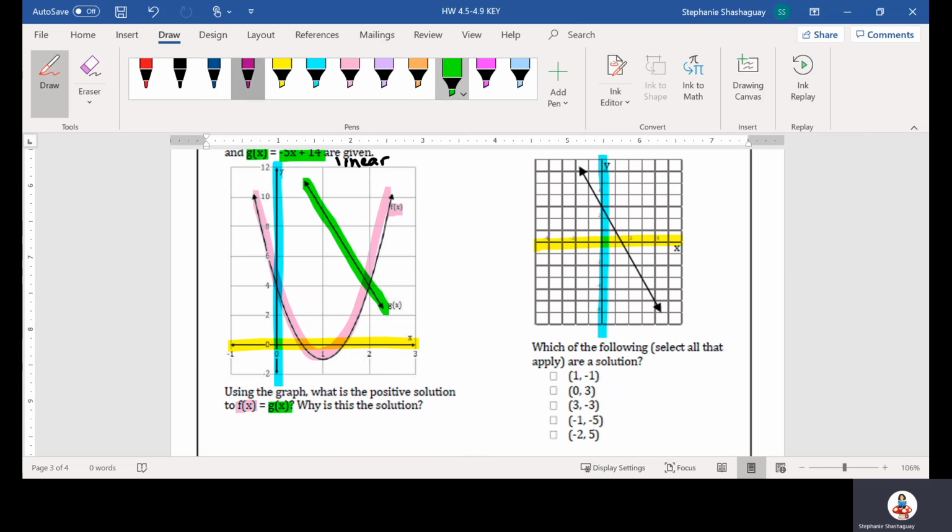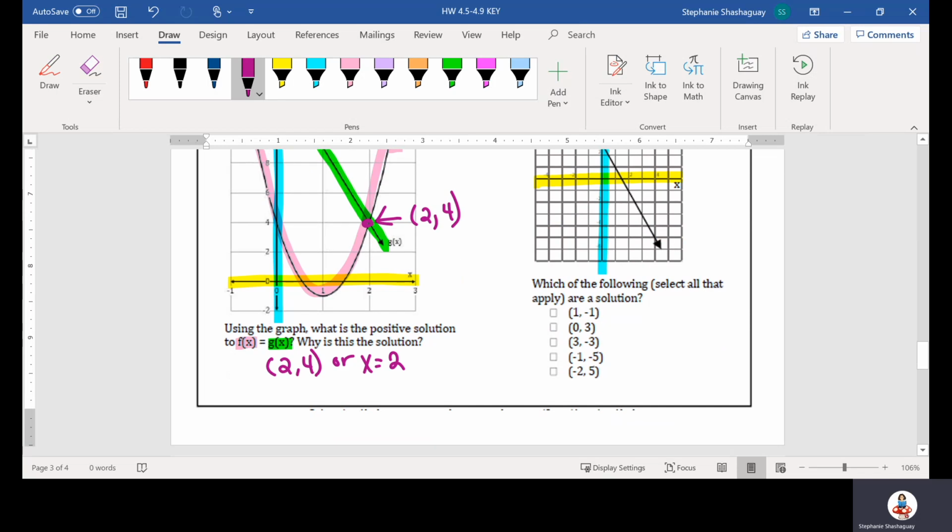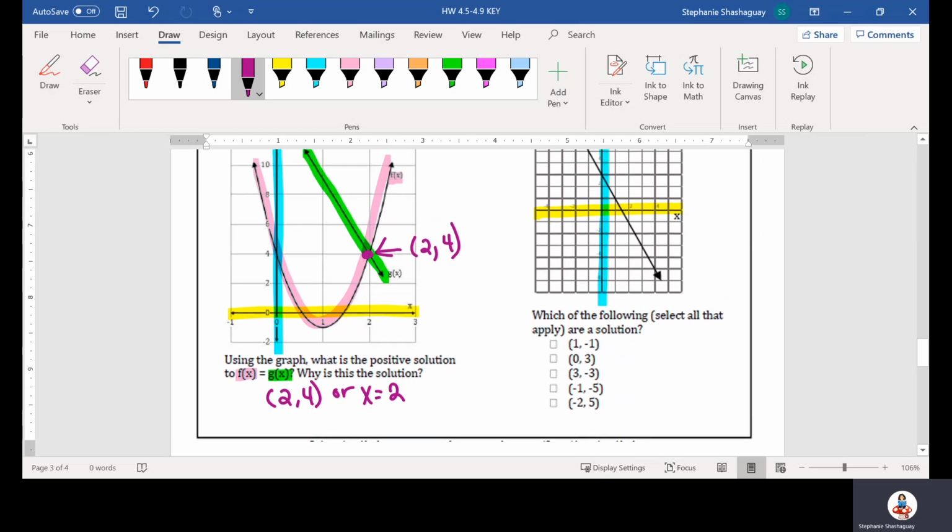Well, we've already determined that the solution is where the 2 points intersect. And this point here is 2, 4. So my solution would be 2, 4, or when x is equal to 2. Okay? Sometimes you'll see it listed as an ordered pair. Sometimes it will be an x equals because they're asking you to identify the input and the output. Both would be acceptable answers.